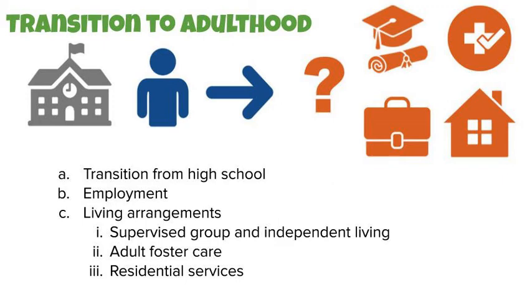As these students transition into adulthood, there's a particular focus on transitioning from high school into employment or higher education. We also have to focus on living arrangement. With students with autism, because it is such a wide range, we may have students who are independent in the rest of their lives and actually don't need any additional services outside of high school. We also have students with more significant needs who may be in supervised group and independent living situations. They may be in adult foster care situations, or they may receive residential services as adults in the community.